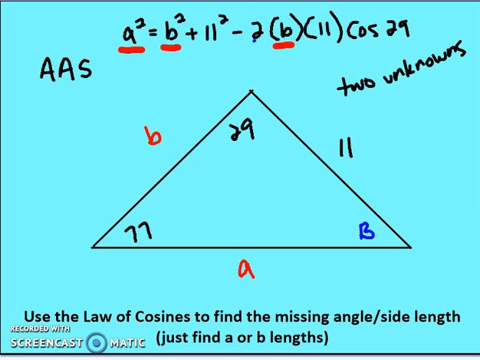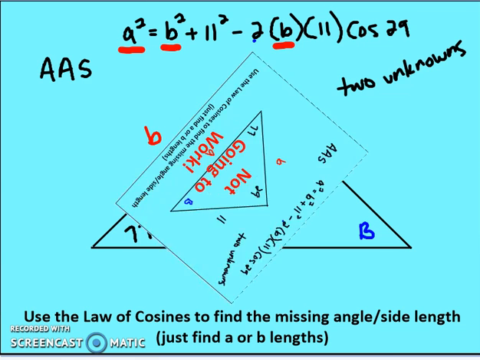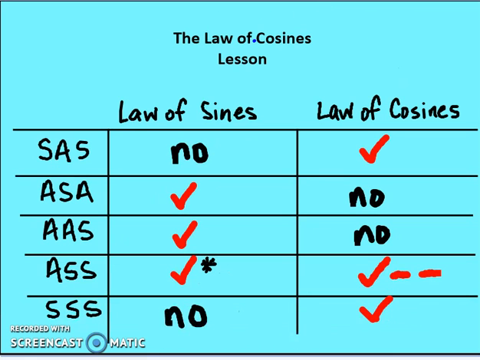And of course, we end up with two unknowns, so we cannot use the law of cosines to solve for angle angle side triangles. All right, so it's not going to work. We end up with this table. My expectation is for my students to understand the table and then understand when to use the law of sines and cosines based on what's given in a particular triangle.